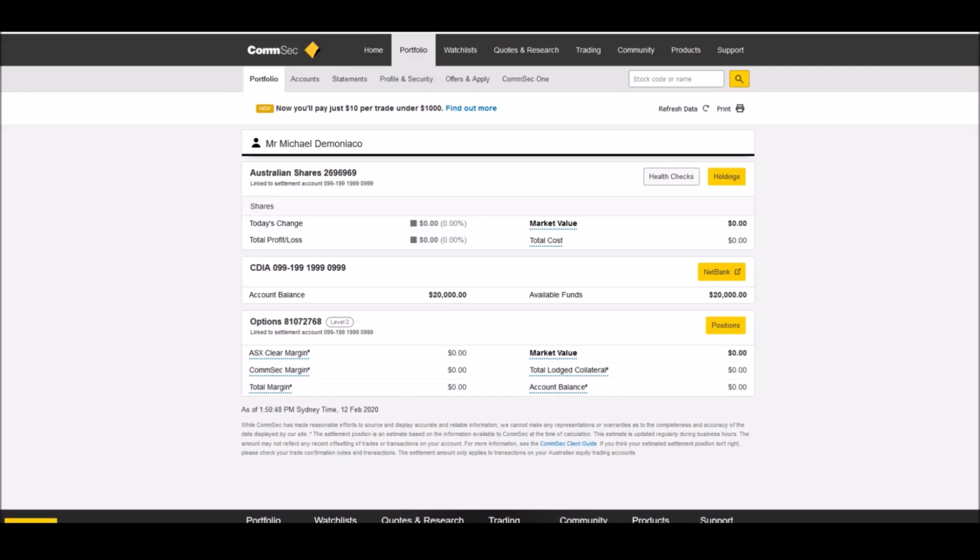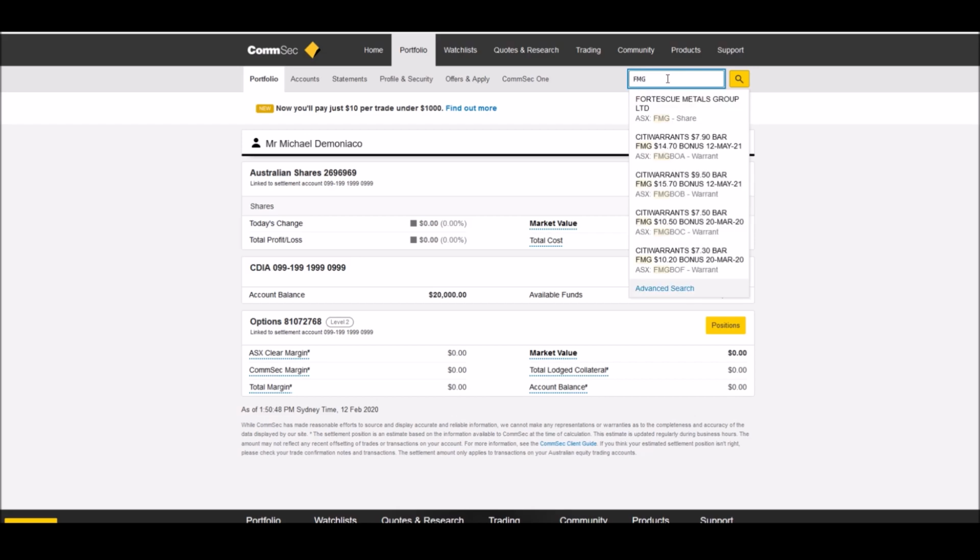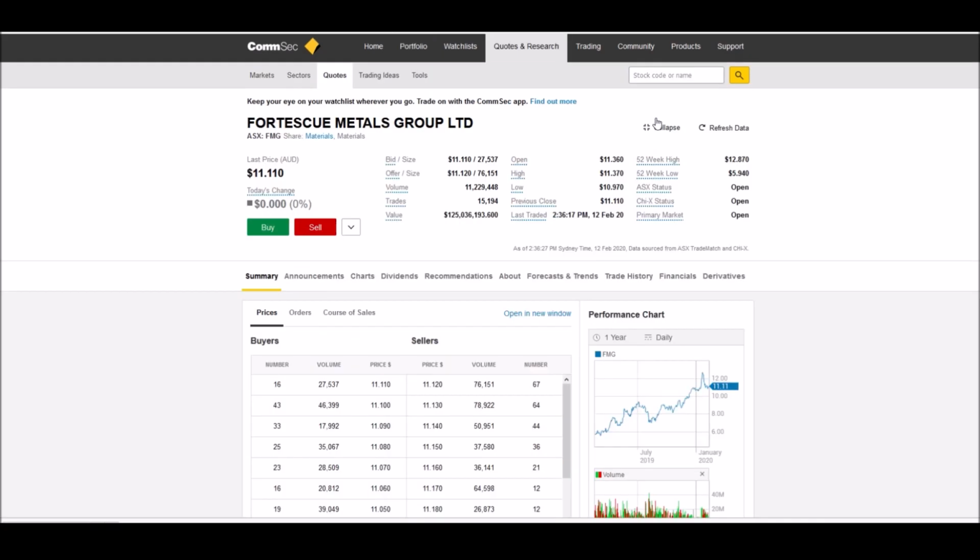Now that we have all that covered, let's look at getting our very first trade. Every stock and every company listed on the ASX has a three-letter code, or something called a stock ticker. With that stock ticker, you enter it in this search box up here. Let's say we want to look at a company called FMG, or Fortescue Metals Group. So we click on that, and we end up with this screen over here.